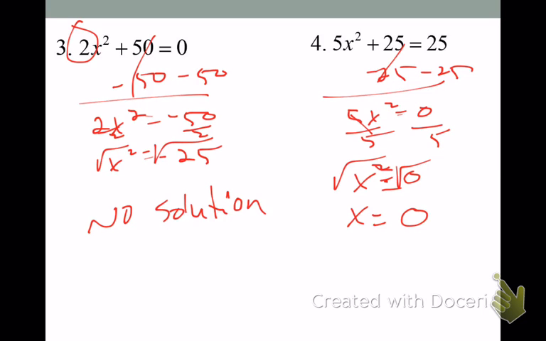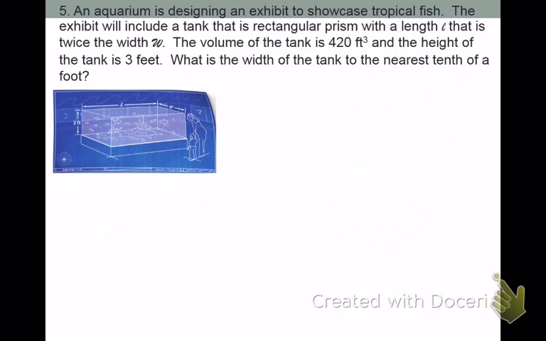Now, number 4, we subtract 25 from both sides and divide by 5, and we end up with x squared equals 0. But when we square root 0, we just get 0. I mean, plus or minus 0, but those are the same number, right? So you actually only have one solution. If we only have one solution, that must mean that the vertex is actually on the x-axis at x equals 0. Okay? So that's a situation where you're going to have one solution. All right?